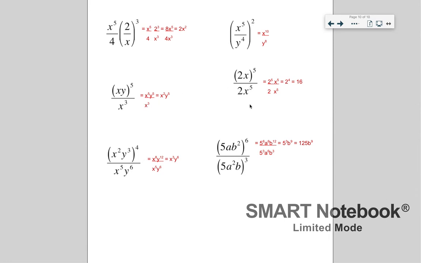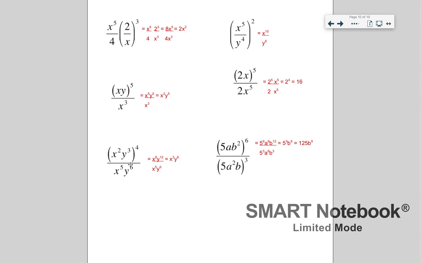Over here, again, I have 2 times x, 5 times across the top. That gives me 5 2's and 5 x's. 2 to the fifth over 2 to the first. Again, you have 5 2's across the top and a 2 on the bottom. One set's going to divide. I'm still going to be left with 4 2's. x to the fifth over x to the fifth, well, they're all going to divide out to be 1. So I'm just left with 16.